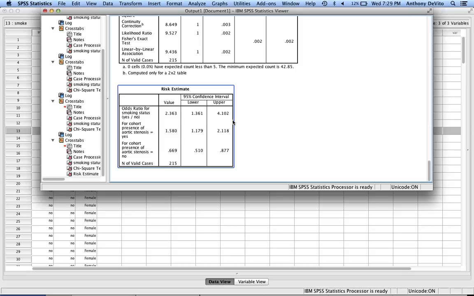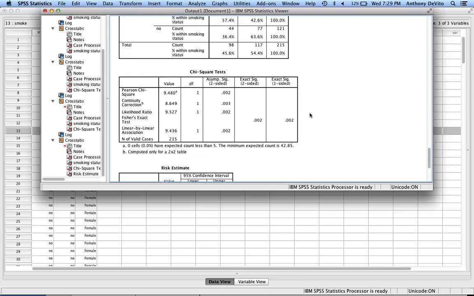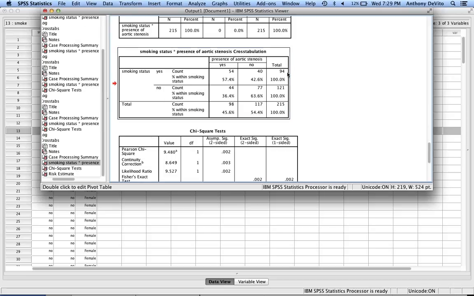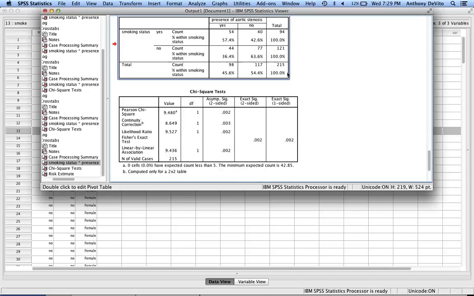Had they been 0.9 to 4.1, we would not have been able to reject the null hypothesis because we couldn't say with 95% certainty that the odds were different than 1. Okay? Right, so that's the game here. And you can use SPSS, and of course, you can click on these, copy, paste it into a Word document, any one of these tables.